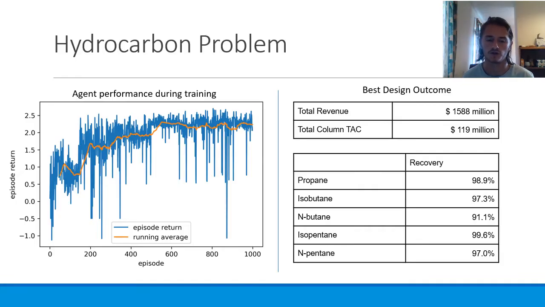So then in the hydrocarbon problem, on the left-hand side graph, we can see that the agent's performance greatly improves throughout its training, and that the best designs, the peaks in the blue on the graph, also improve throughout the training. On the right-hand side of the slide, we can see the best design outcome that the agent was able to do with a much larger revenue than total column cost, and it's able to achieve very high recovery of all of the compounds.